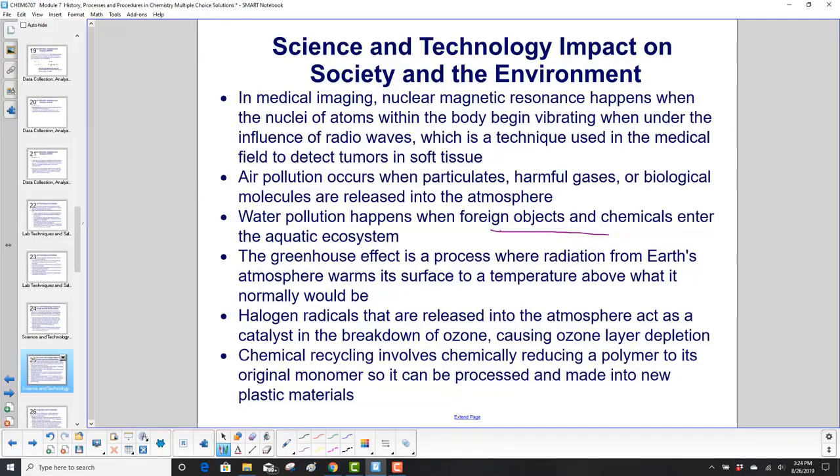Halogen radicals that are released into the atmosphere act as a catalyst in the breakdown of ozone. And that can cause the ozone layer depletion. That was a big deal a couple decades ago. So certain types of aerosols are banned. Chemical recycling involves chemically reducing a polymer to its original monomer so it can be processed and made into new plastic materials and go back into successful and positive applications of technology.